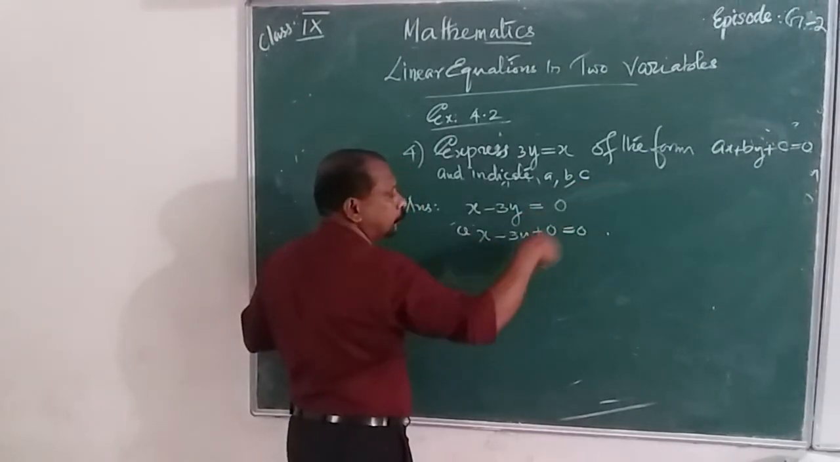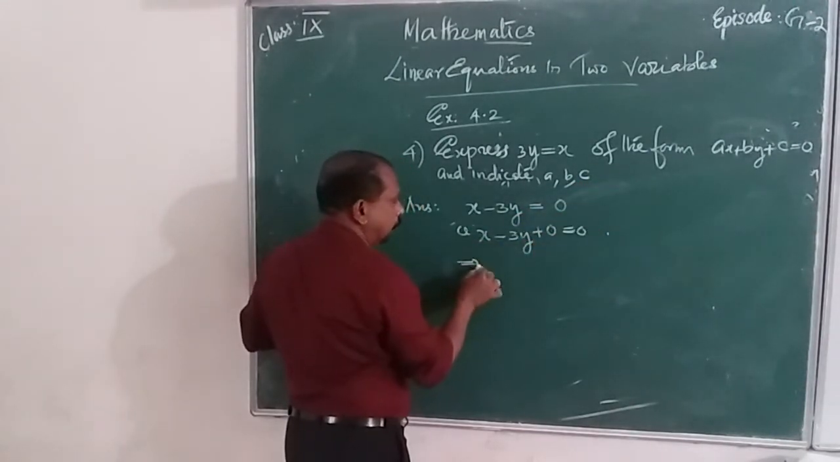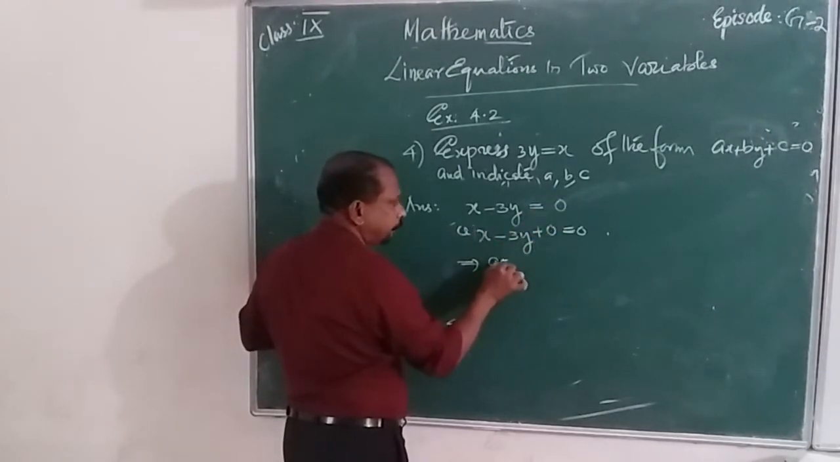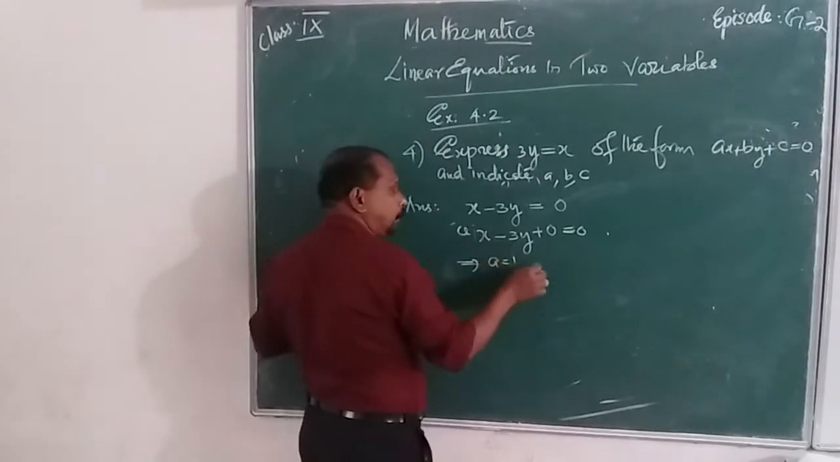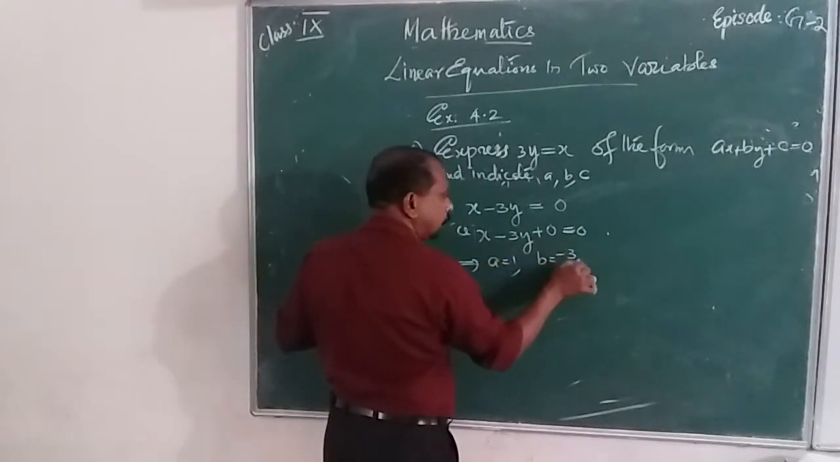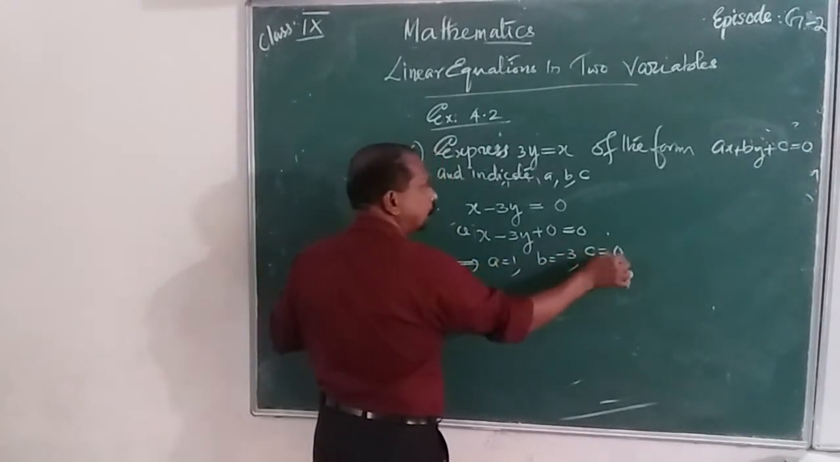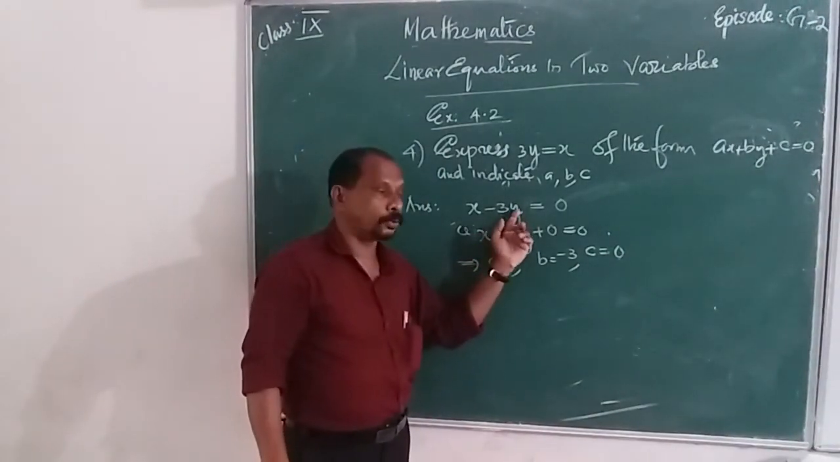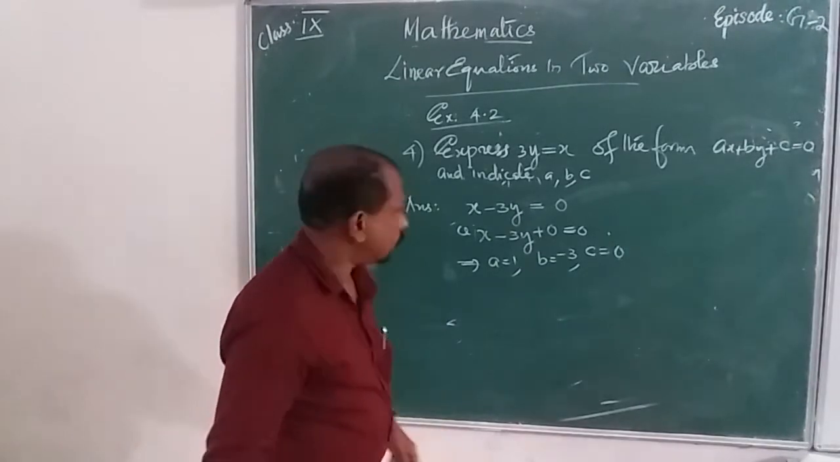That means comparing these two, which implies the coefficient of x is a, that is 1. The coefficient of y is b, that is minus 3. And c is equal to 0. We know that if c is equal to 0, that means the line passes through the origin. That is the answer.